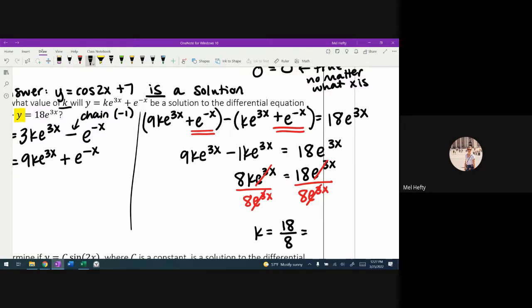Anyone good at reducing fractions? 9 over 4. All right, so I think this is a good example of a problem that's definitely doable, but kind of looks terrifying. We're kind of getting to that realm of calculus. Here we go. All right, I would like you guys to try one on your own.